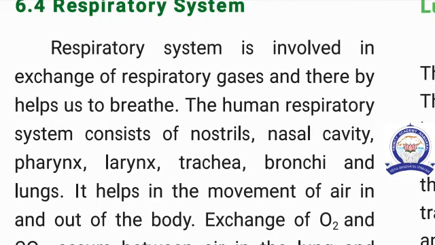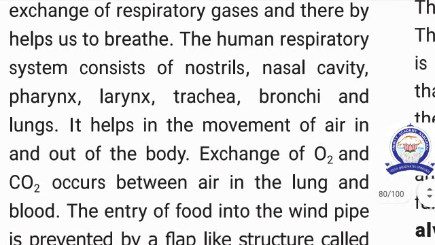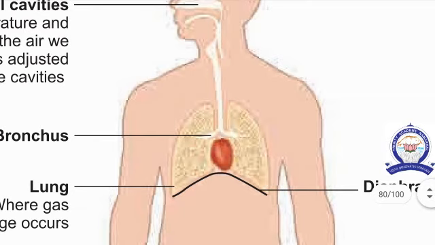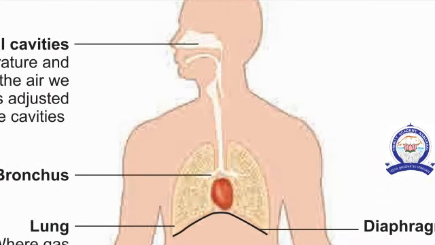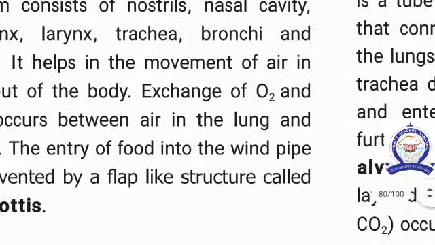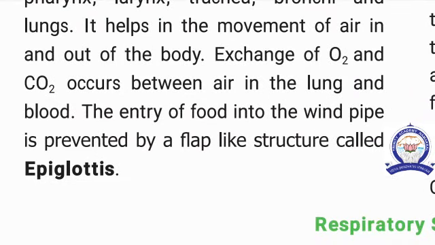The human respiration involves the nostrils, nostril cavity, pharynx, larynx, trachea, bronchus, and lungs. These are the parts of the respiratory system. What is the exchange of gases? Oxygen and carbon dioxide are exchanged in the lungs, between the air and the blood.